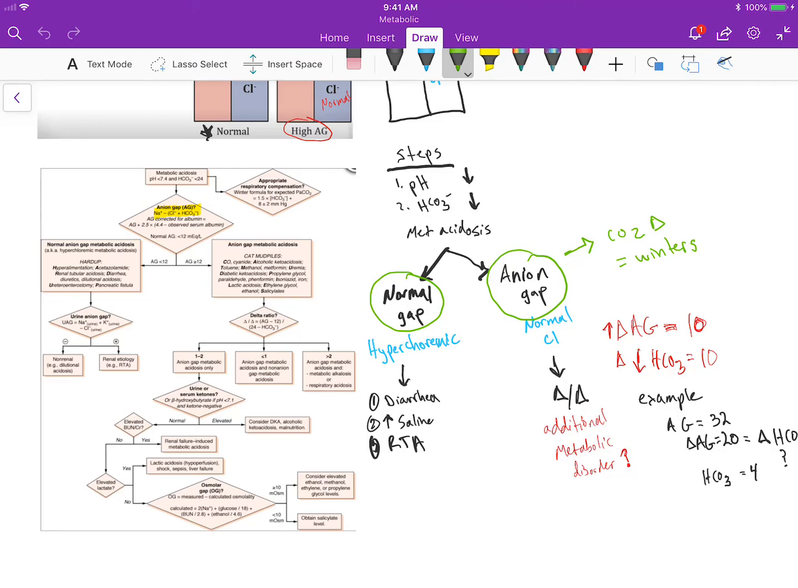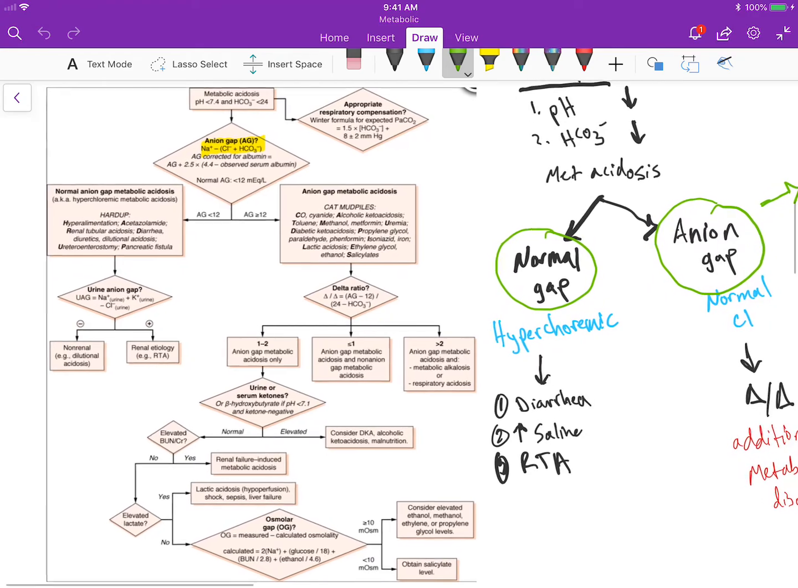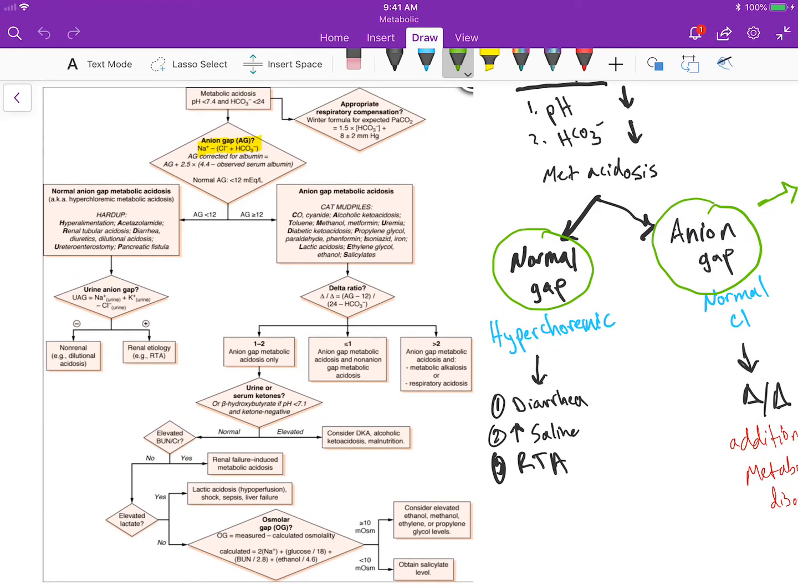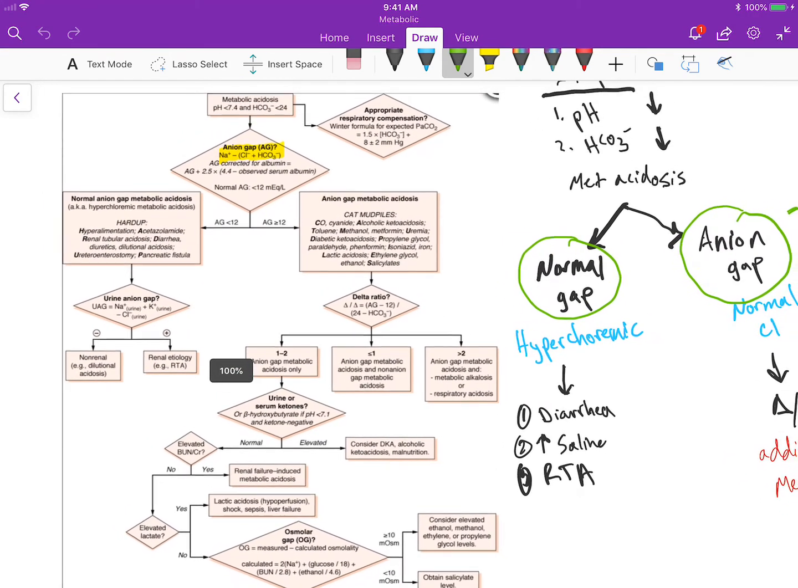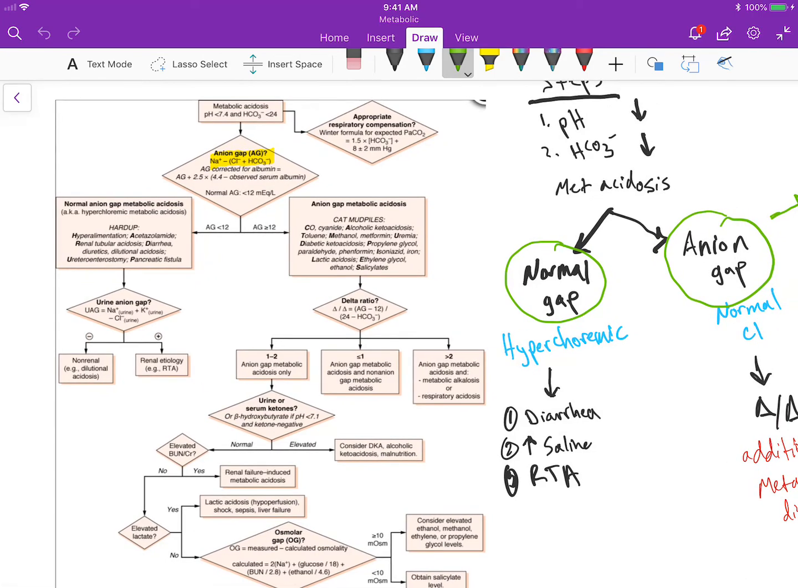So let's briefly talk about this. I really love this algorithm. I think it's beautifully done, and I recommend following it. Again, just what I said: decrease in bicarb, metabolic acidosis, Winter's formula doesn't matter. All it's telling us is respiratory compensation. That's it.